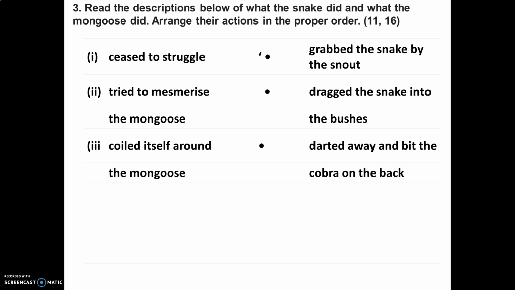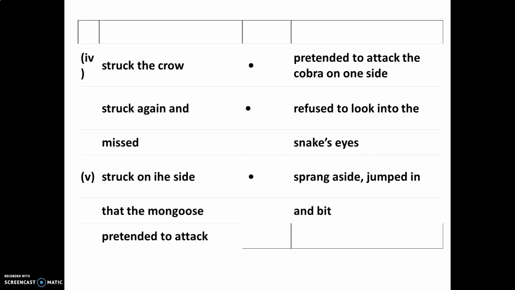Darted away and bit the cobra on the back. Struck the crow. Struck again and missed. Pretended to attack the cobra on one side and refused to look into the snake's eyes. Now, fifth one, struck on the side that the mongoose pretended to attack. Sprang aside, jumped in and bit.